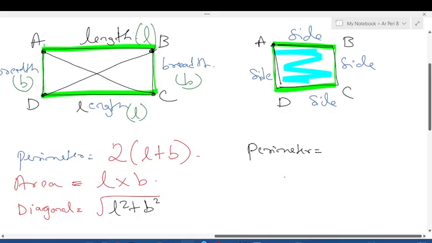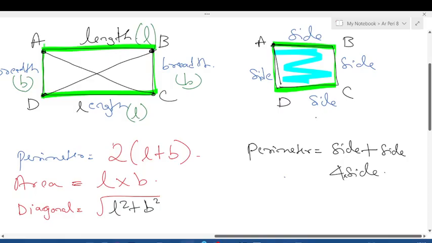So how do you get it? Imagine you are standing at point A. From A to B, if you travel one side, plus from B to C, you cover another side. Total, how many sides are there? That's the reason the formula is 4 into side.